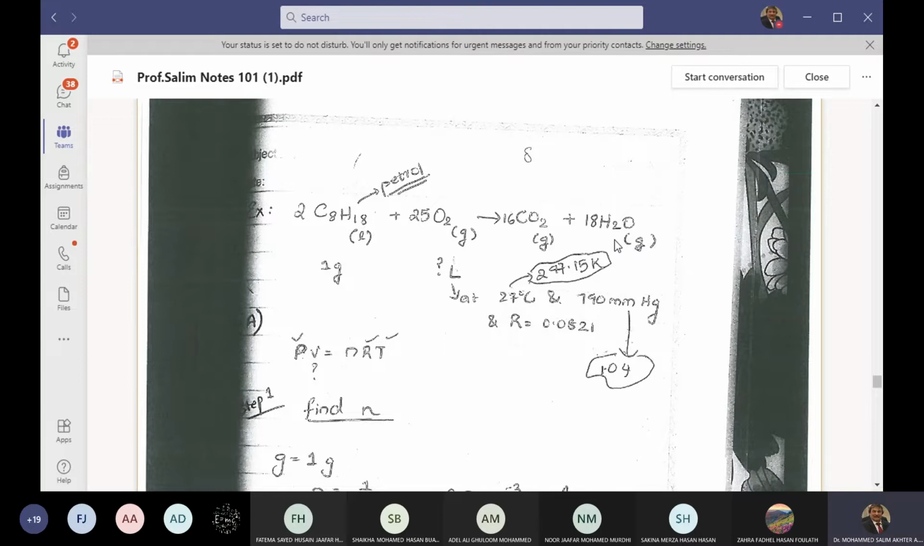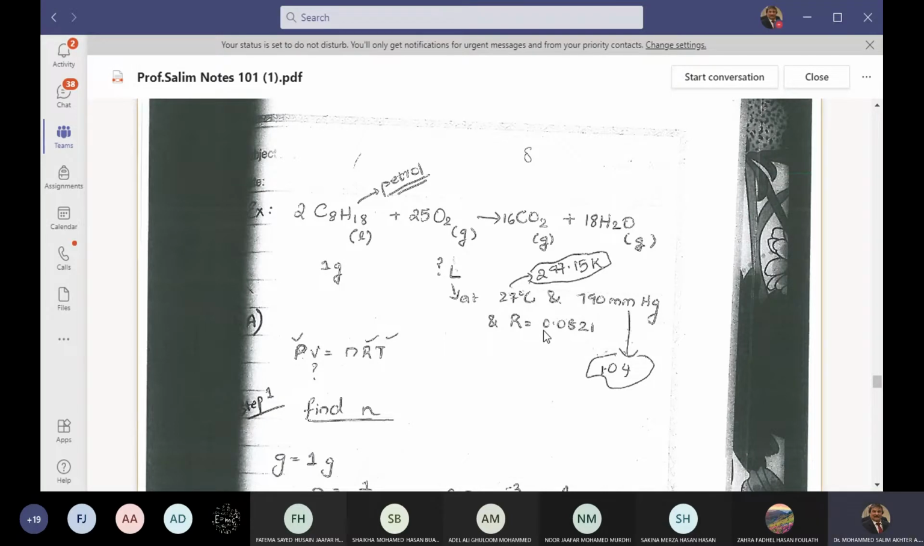Now, what is the question? This equation is balanced. I have 1 gram of C8H18, the common name is petrol. I have 1 gram of petrol and I want to burn it. How many liters of air, oxygen, do I need at 27 degrees C and 790 millimeters of mercury, and R is always available.